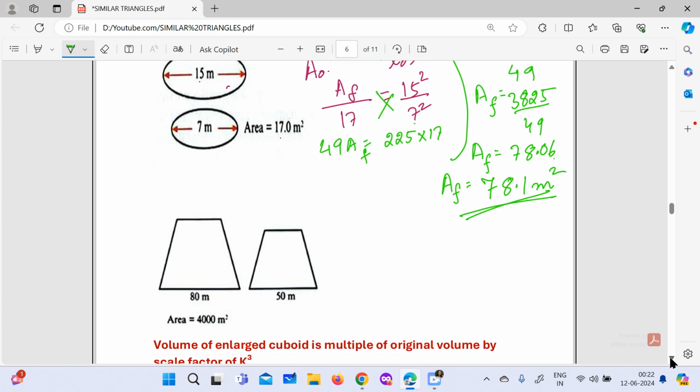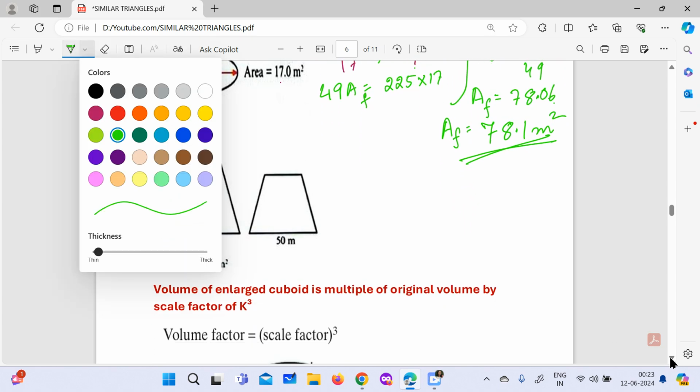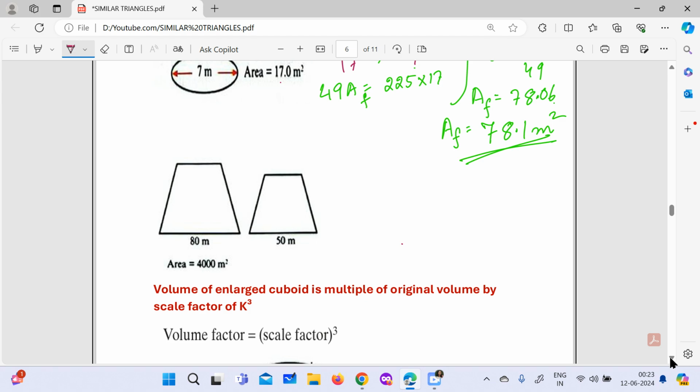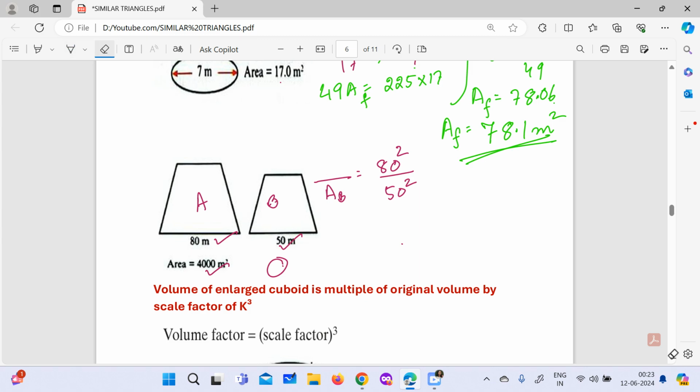Now let's see one more shape. Good. So the same thing here, length is given, area is given. Here length is given, area is not given. So we have to find the area of this. Let me mark this as A and this as B. So I will say area of A over area of B, which is equal to, definitely don't forget, 80 squared upon 50 squared. So we can solve it. Okay, let me replace the value. Area of A is already given, that is 4000.